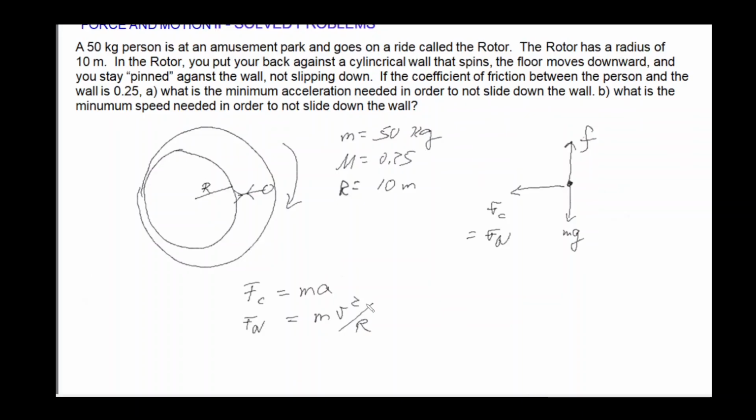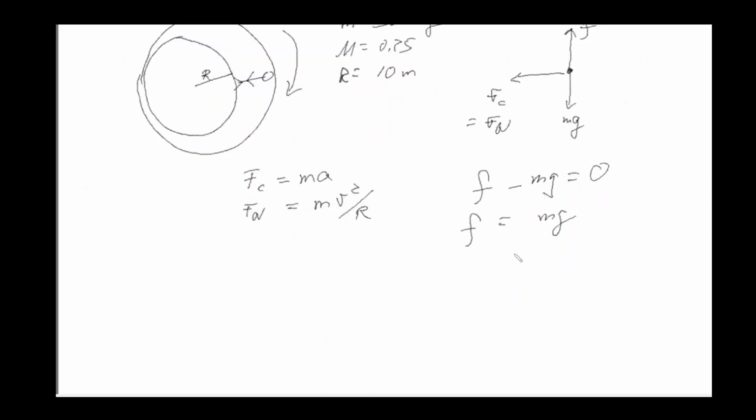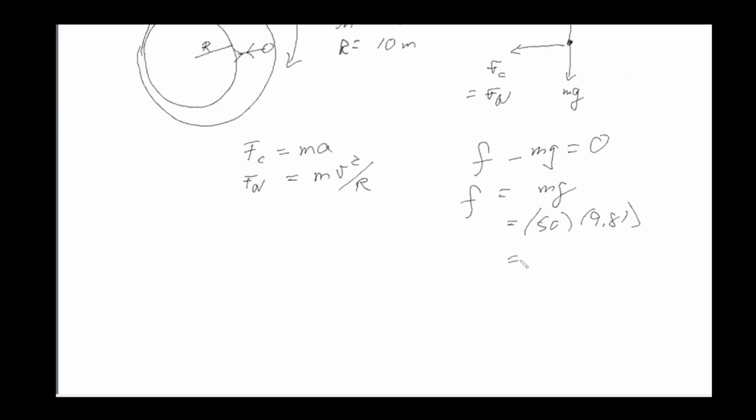So that's the centripetal motion. The forces in the up and down direction, we can write as the force of friction minus the weight is equal to 0, or the force of friction is equal to mass times g. And we know those numbers, so that's 50 times 9.81, or the force of friction is 491 newtons.